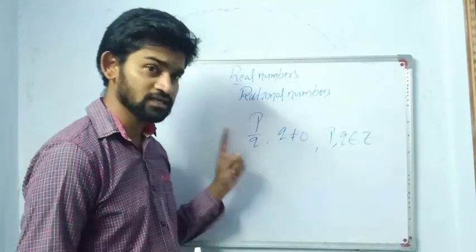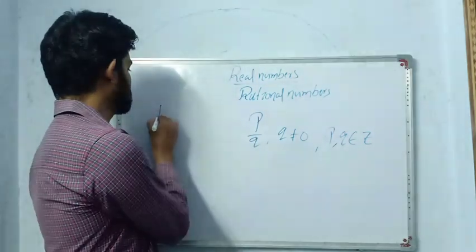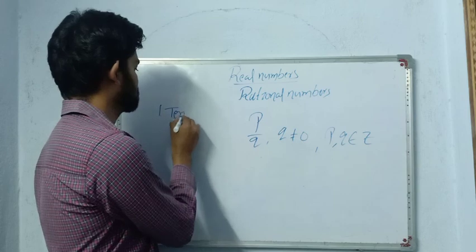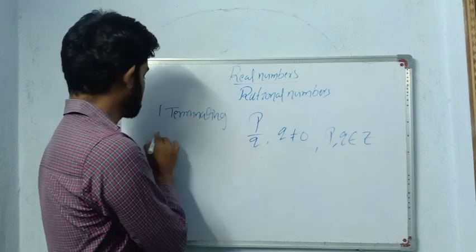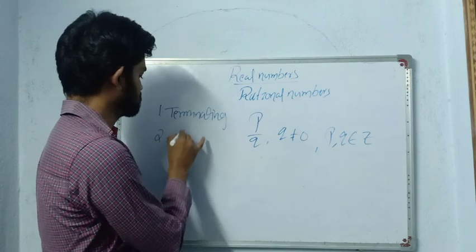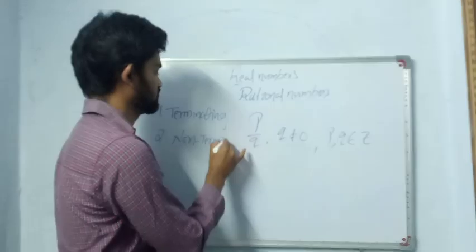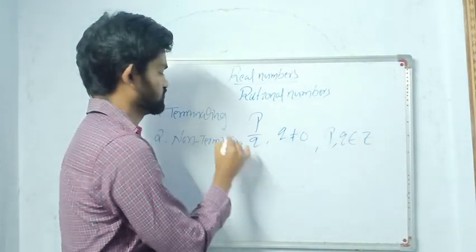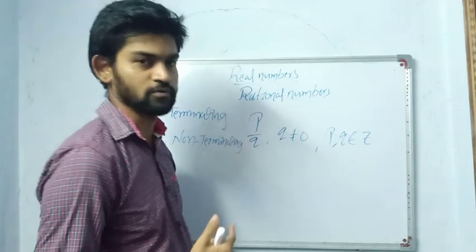In rational numbers, we have two types. The first one is terminating. The second one is non-terminating. We have been learning these from class 6, and we will revise them one more time.